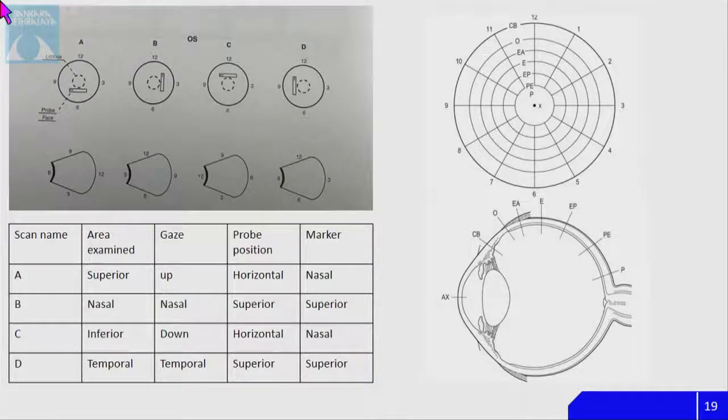So these are the various transverse scans for superior. The only thing is, if you are scanning a superior quadrant, the patient should look up, the probe marker is nasal, and we are moving from the limbus to the fornix. That way we can remember. And as I already told, when we are at the limbus, we are scanning posterior to the equator, and as we move the probe towards the fornix, we are seeing the anterior quadrant, 180 degrees opposite.